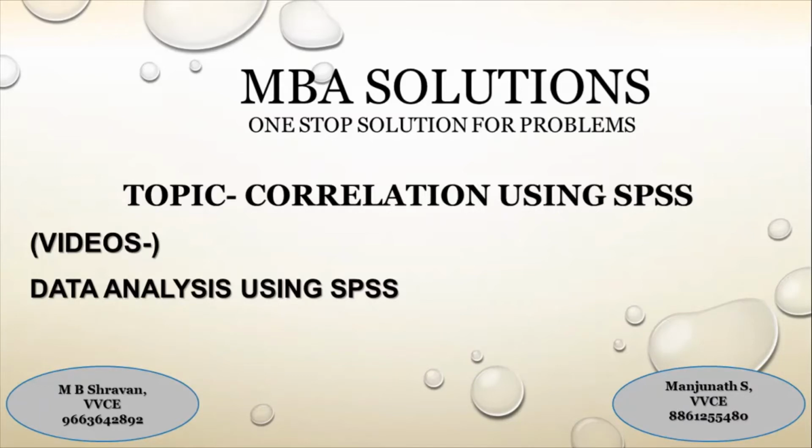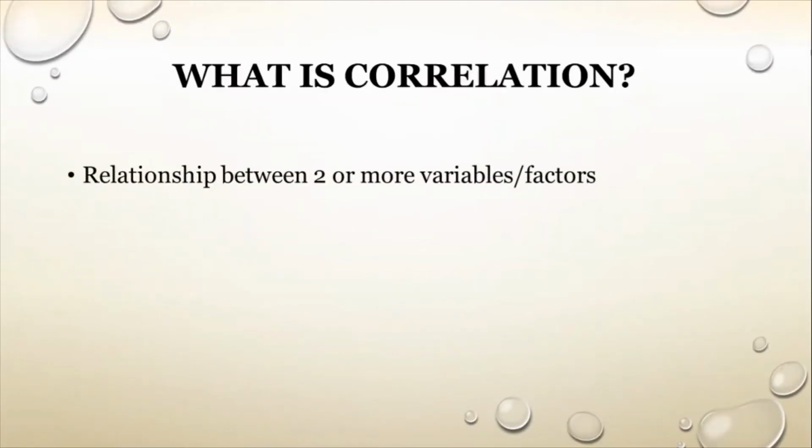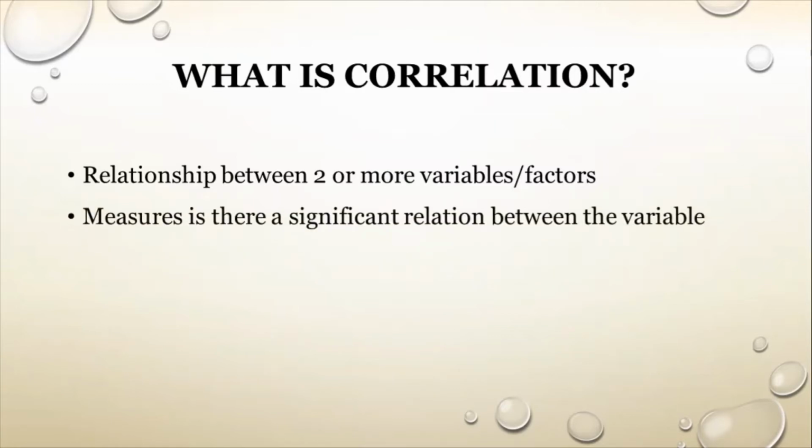So let us see what is correlation before we analyze correlation. Correlation tells us the relationship between two or more variables or two or more factors. So whether there is any relationship or not, and it measures the significance of relationship, whether this relationship is important or significant between the variables or it is not so significant between the variables. This will be intimated to you by correlation.